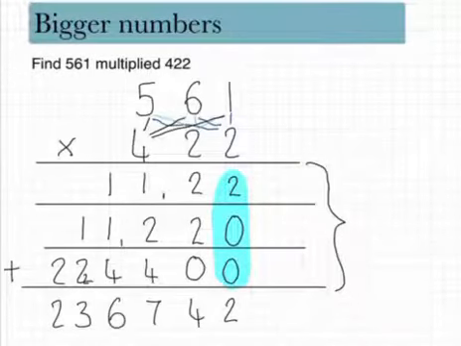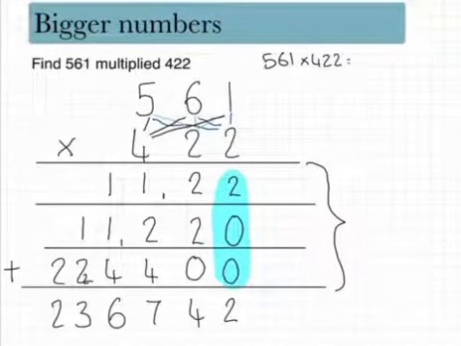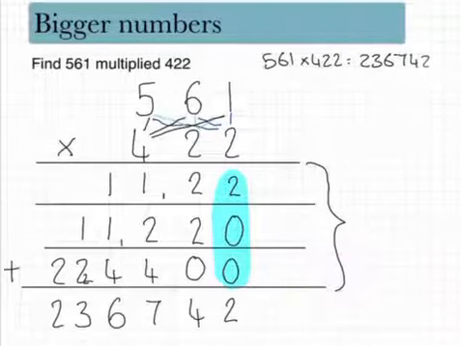So that's why it's really important to make sure we're lining those columns up nicely, so we can make sure when we're adding up that we're not going all skew-whiff in our columns. So our answer then to 561 times 422 is what we've got at the bottom. 2, 3, 6, 7, 4, 2. 236,742. So now we can multiply really big numbers.